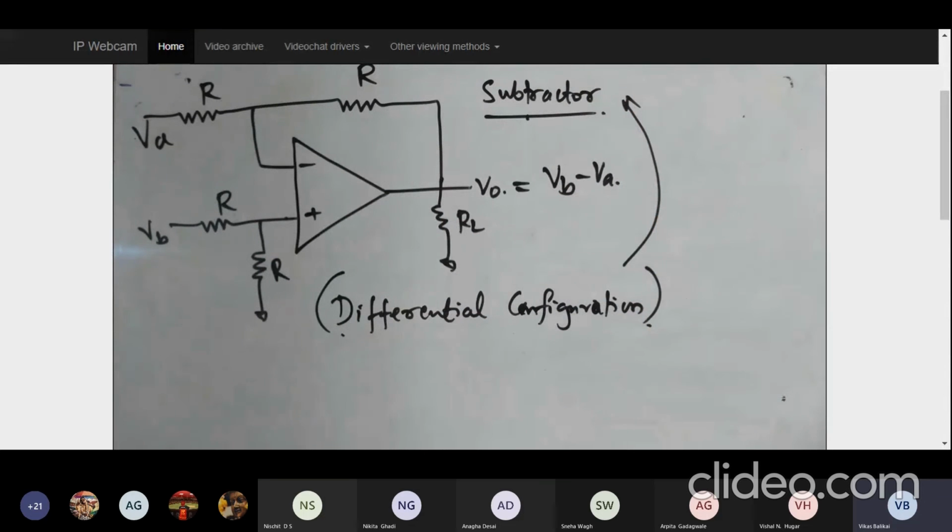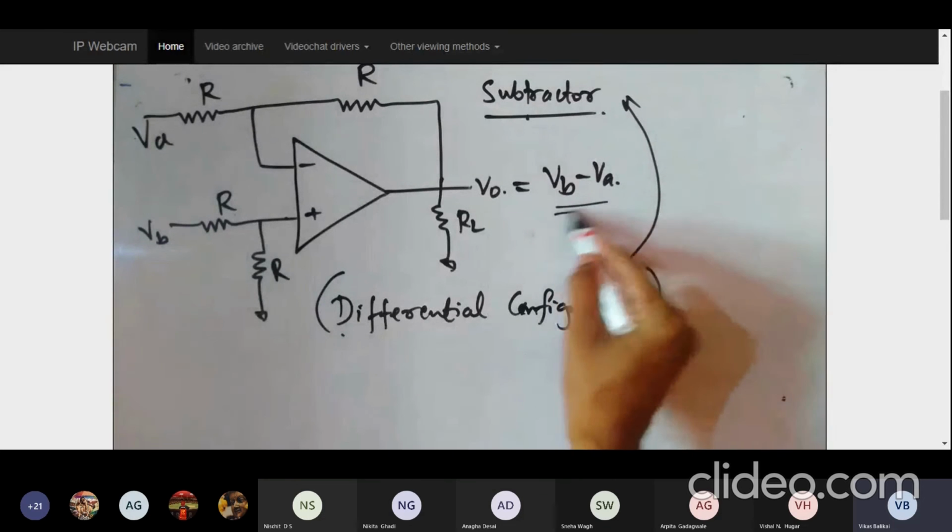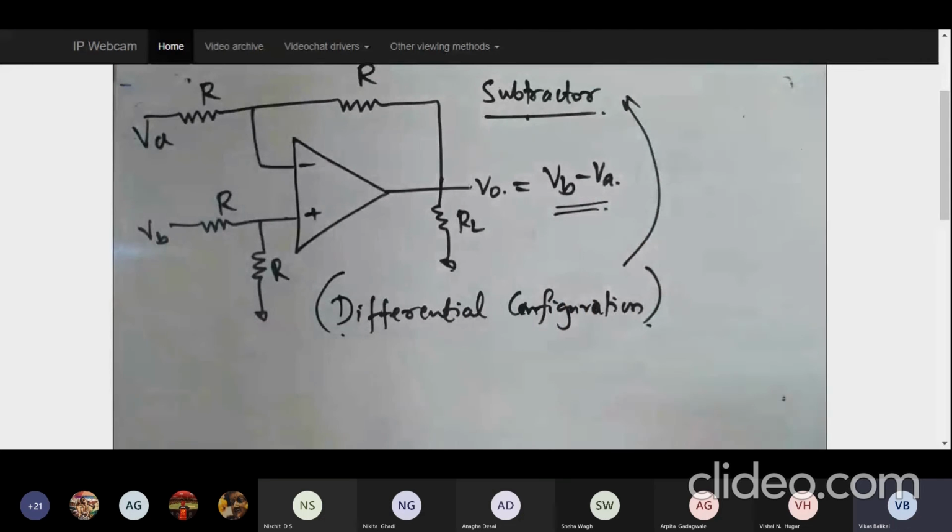The difference is, earlier what did we do? We gave the input to only one terminal, either at the non-inverting terminal or at the inverting terminal. If I want to use a differential configuration to build the summing amplifier, then I will be giving the inputs to both the terminals, that is, inverting as well as non-inverting. That we'll study once we are done with this. So this is quite simple.